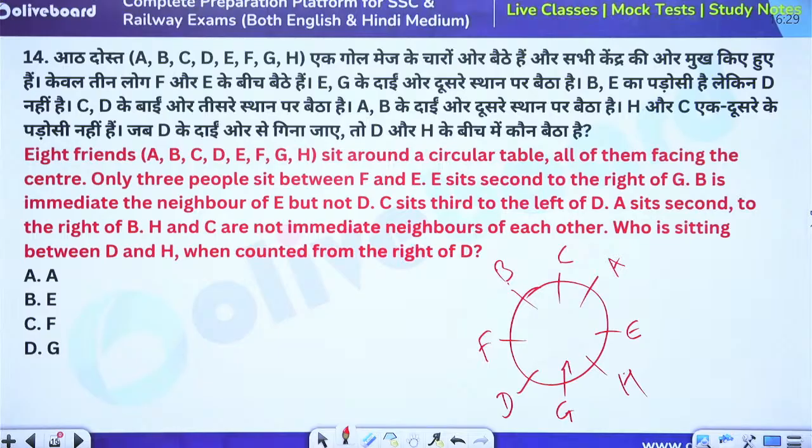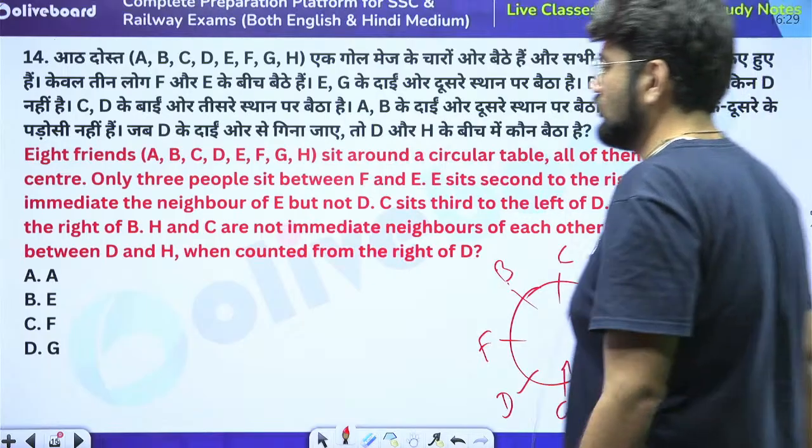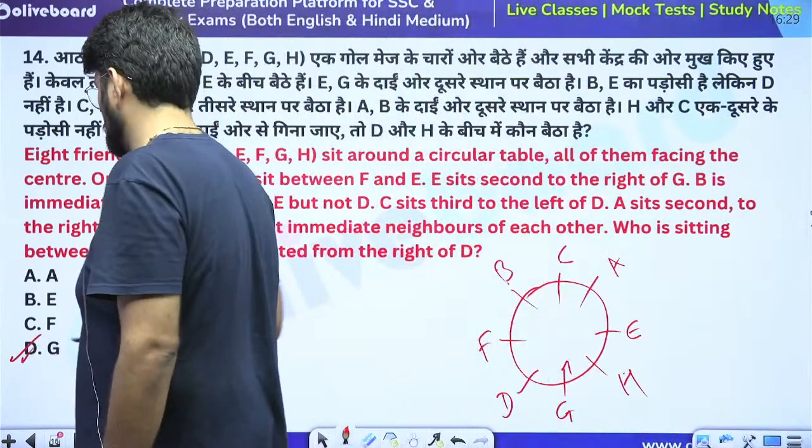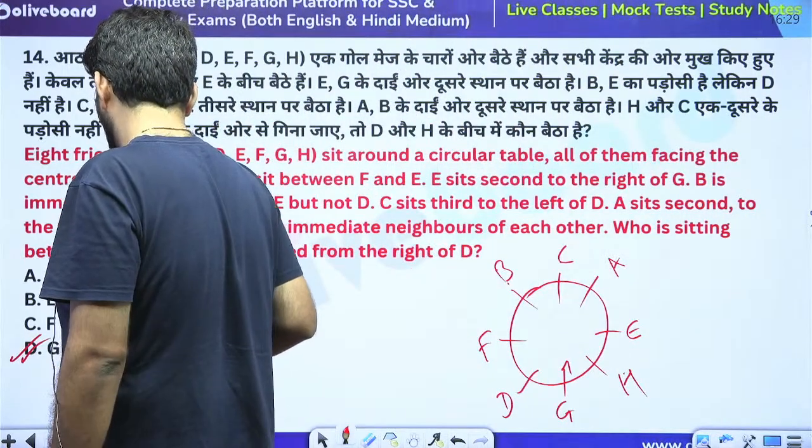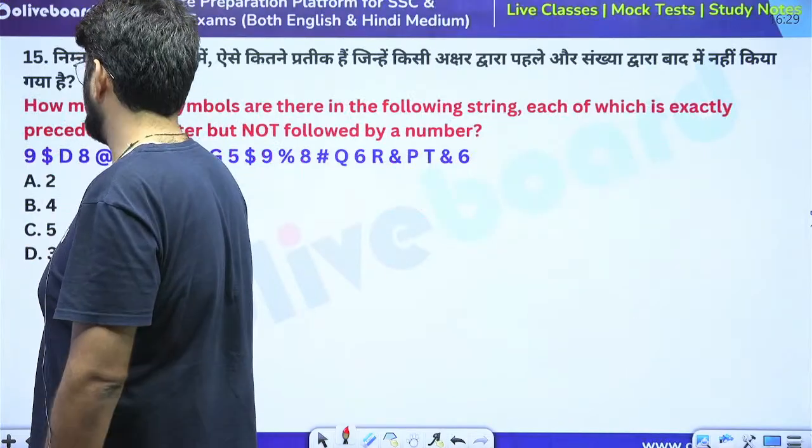Everything taken care of. Now, who is sitting between D and H when counted from the right of D? So it's G, I think. Option D is the right answer. Cool. Nice question. Cute question.